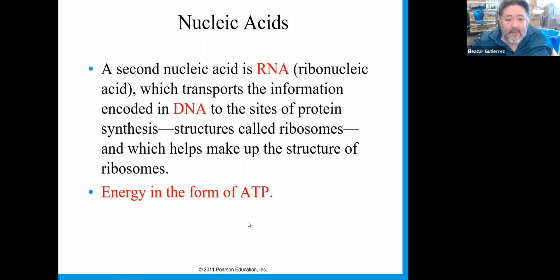And then the last thing that we use these nucleotides for is the production of energy. So hopefully you remember that energy in the form of adenosine triphosphate. This is the currency that your body recognizes. This is the potential energy that your body uses. So this is made out of nucleotides, and this is literally a nucleotide. Okay.